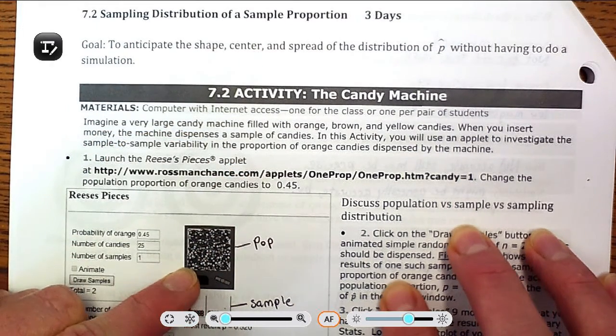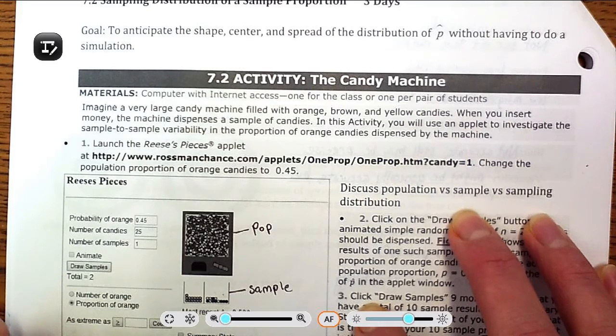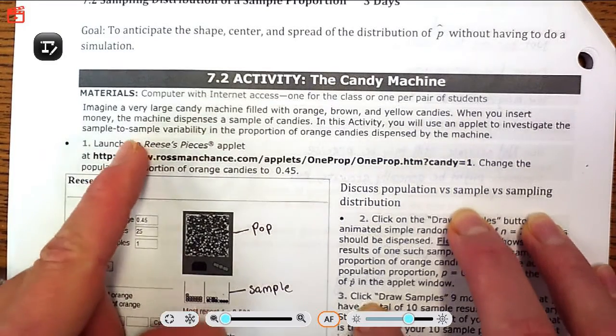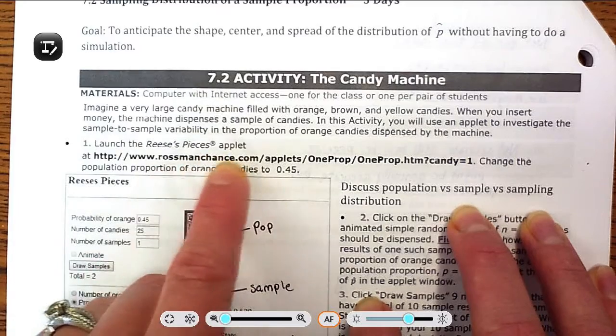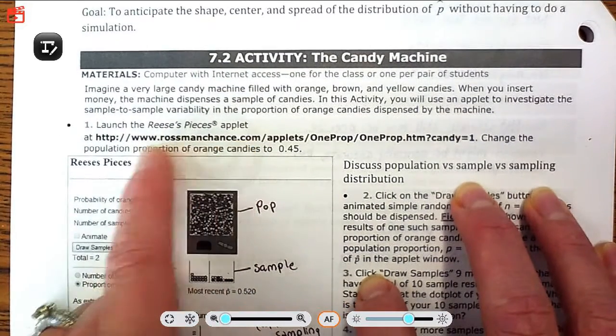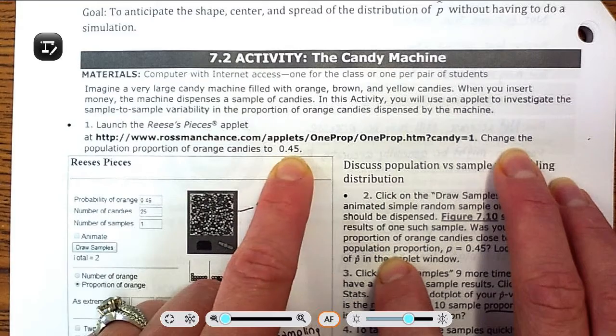Think Reese's Pieces. When you insert money into the machine, it dispenses a sample of candies. In the activity, you will use an applet to investigate the sample by sample variability in the proportion of orange candies dispensed by the machine. So launch this Reese's Pieces applet on your own and try these things out. Change the population proportion of orange candies to 0.45.